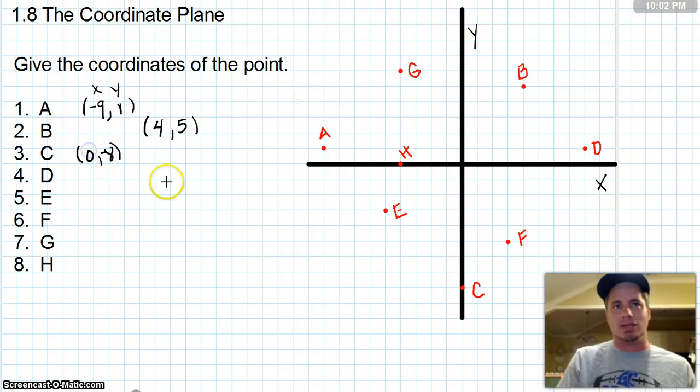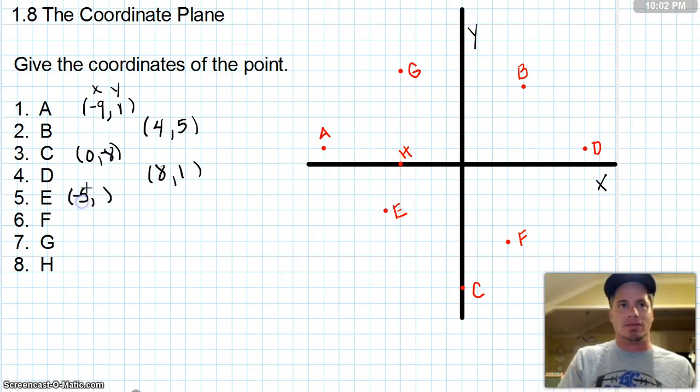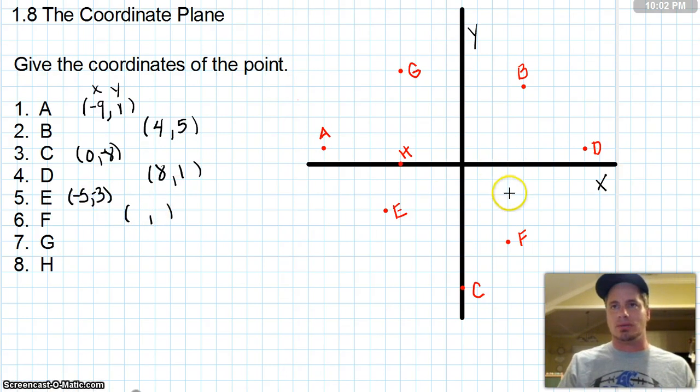The x value is 0. D, we're going to do that out here. D, I'm going to go positive 2, 4, 6, 8, and then up 1. So that's (8, 1). E, okay, E is right here. 2, 4, 5, that's a negative 5, and then down 3, it's a negative 3. So (-5, -3). F here is 1, 2, 3, then down 2, 4, 5. So we've got a positive 3 and a negative 5.